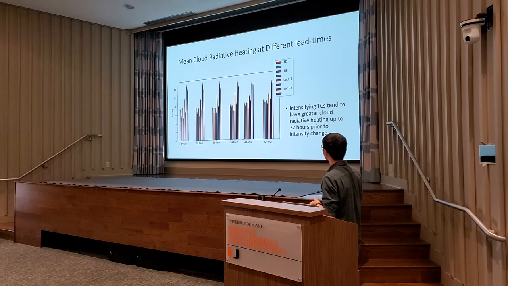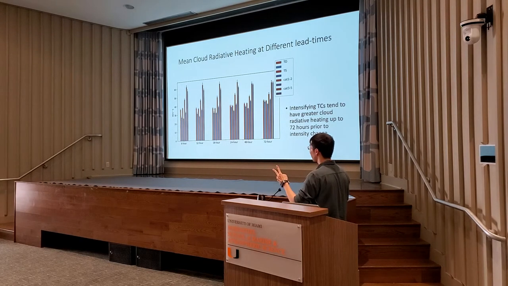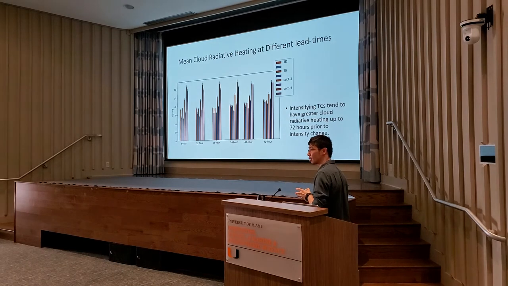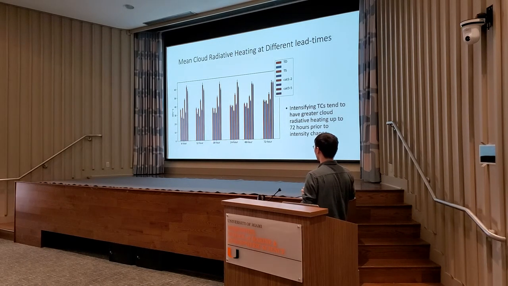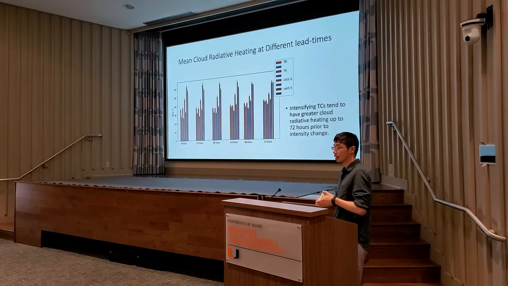So here are the bar graphs for different lead times. Different groups represent different lead times, and here there are 8 bars. The red bar is for intensifying TC and the blue bar is for weakening TC, and the two form a pair. There are 4 pairs, and each pair represents a different intensity category. So for different forecasting times, intensifying TC always has stronger cloud radiative heating than weakening TCs, up to 72 hours.